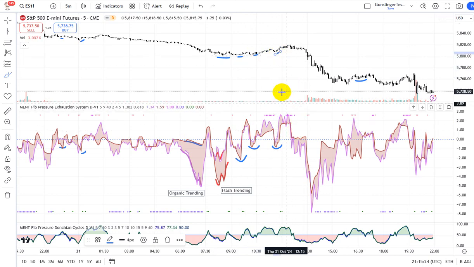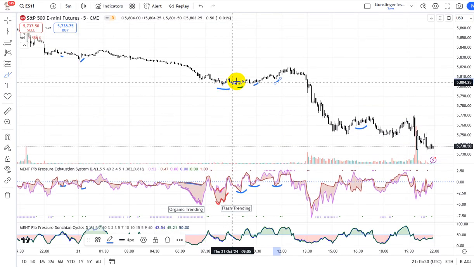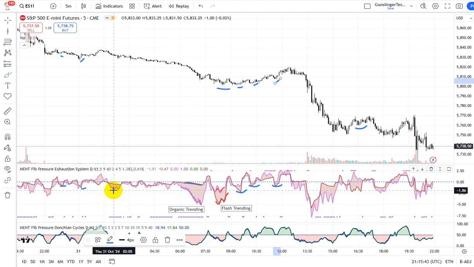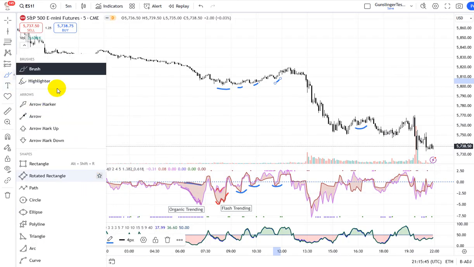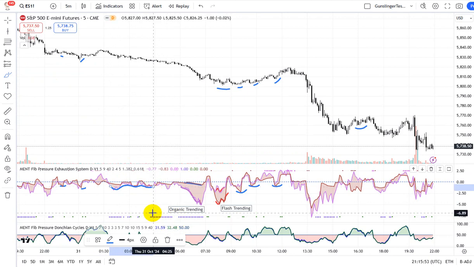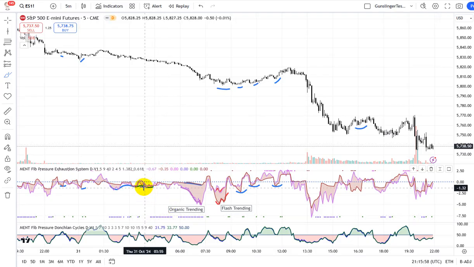Flash trending comes into play when it's not an organic trend. It has no momentum to it. It's like a flash in the pan, which is why I called it flash trending. When you get into organic trending, like we're seeing here, here is more organic trending. I'll draw these in a different color. This is all mostly organic trending through there, a very solid downward trend.